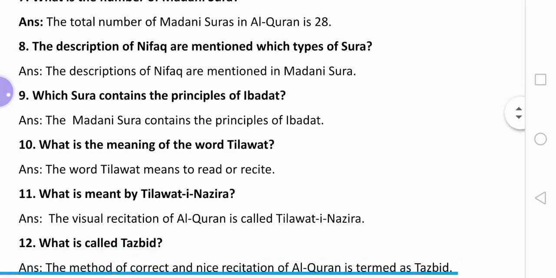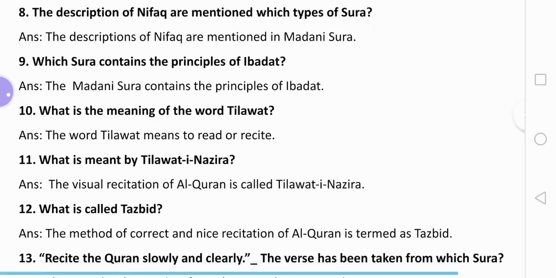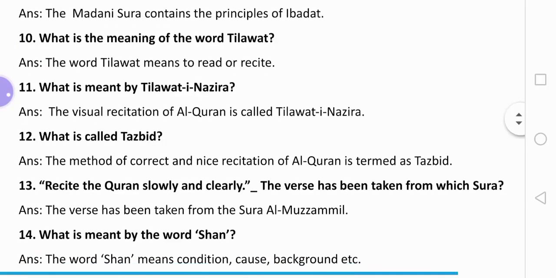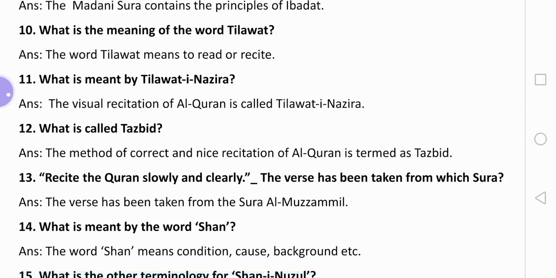Number 10, what is the meaning of the word Tilawat? The word Tilawat means to read or recite. Number 11, what is meant by Tilawati Nazira? You know, the visual recitation of Al-Quran is called Tilawati Nazira. And number 12, what is called Tajweed? The method of correct and nice recitation of Al-Quran is termed as Tajweed. This is the definition of Tajweed.